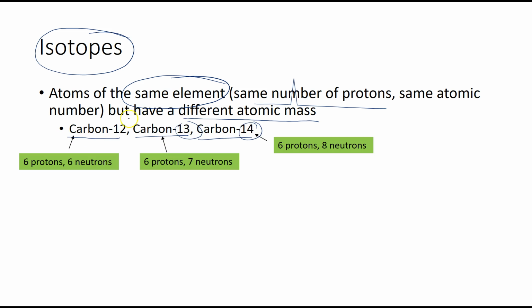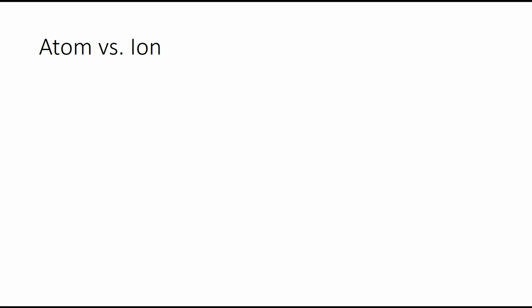So going back to our carbon example, carbon 12, 13, and 14, that's referring to the mass, the 12, 13, and 14. All carbon has 6 protons. If it didn't have 6 protons, it would be a different element. All right? Carbon 12 has 6 neutrons. Carbon 13 has 7. Carbon 14 has 8 neutrons. All right? So we call those isotopes of carbon because they are the same element, but they have a different atomic mass. And some isotopes end up being radioactive, but we'll talk more about that in chapter 28 next.